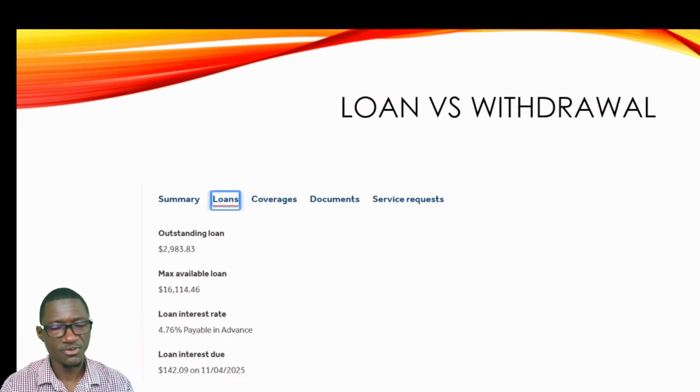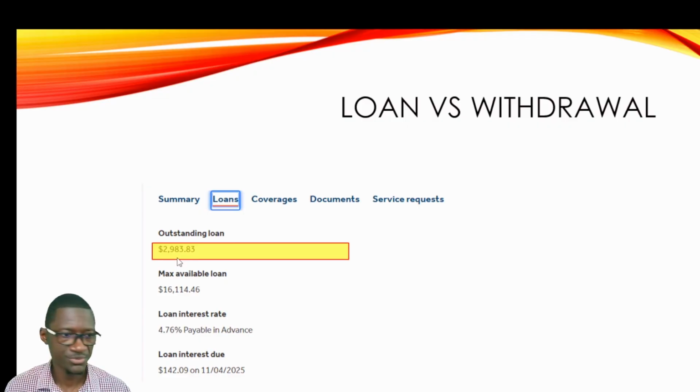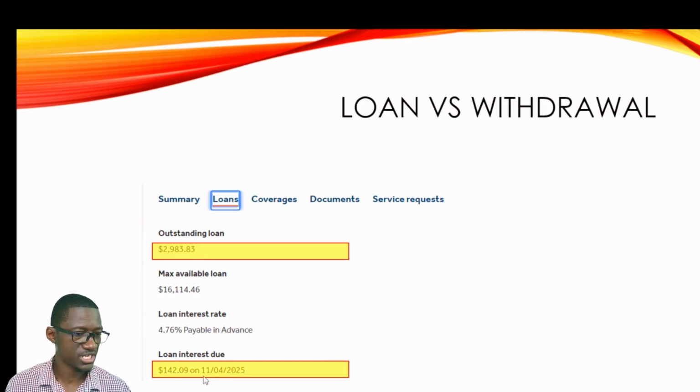Now I want to show a screenshot from one of my life insurance contracts. Here you can see that I have an outstanding loan of 2983.83. You can also see that the policy anniversary is November 4th, 2025, and the charged interest is 4.76. So my question to you is, do you get any credit card that can give you this amount of money at this rate? Nope. You could have 18 months, 21 months, or some time during which you don't pay anything, and then after that, you are hit with 21, 22, 23, up to sometimes 29% interest.